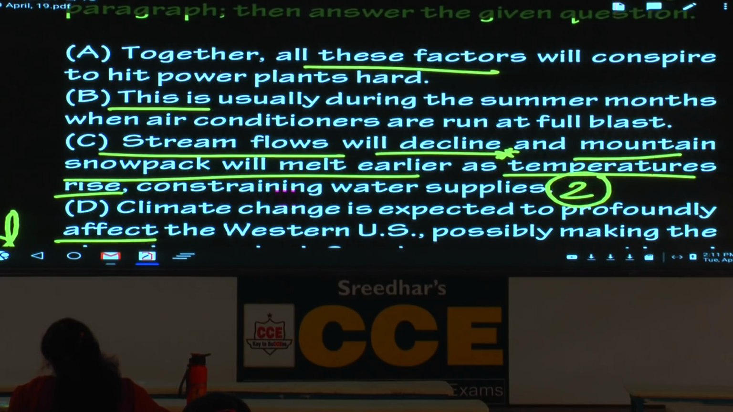Conspiration, conspiracy. Write the forms. Conspire, which part? What is the part of speech? Verb. Conspiration, conspiracy, noun form. Please write. Conspiracy. Generally we say conspiracy. A major conspiracy. And hits what? Power plants hard. Together all these factors will conspire to hit power plants hard.